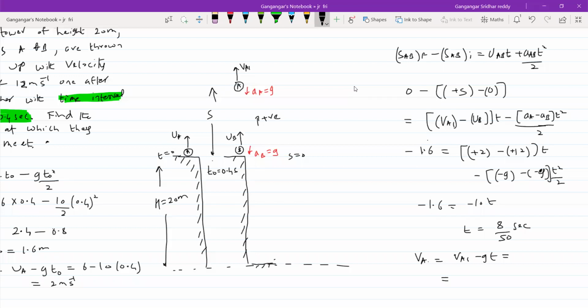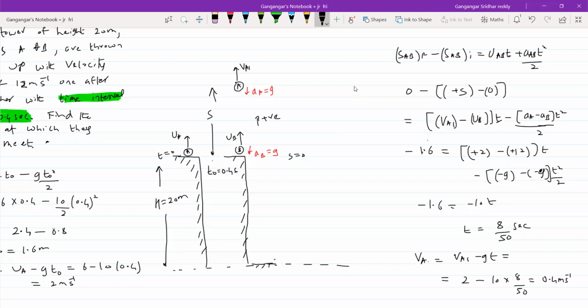So substitute this. What is this T? T is the time after A got projected, after some time. So you should not write 0.4. We are discussing this problem: when B starts projecting, from there I'll measure this time t. Okay, fine. So the value of VA1: this we know, 2 minus 10 times 8 by 50. Now positive or negative? Positive, 0.4.